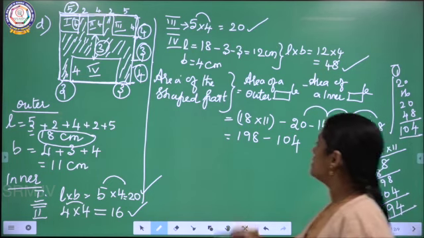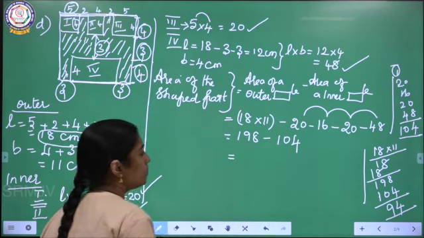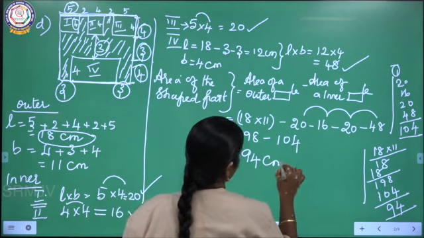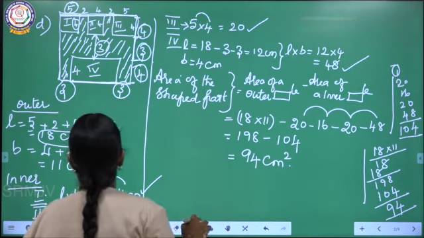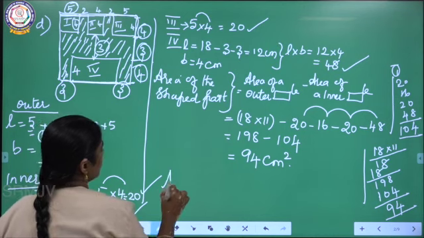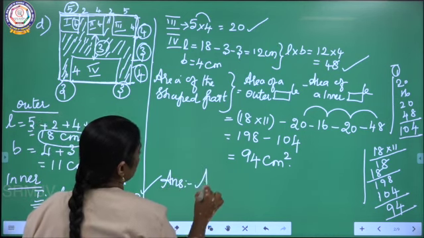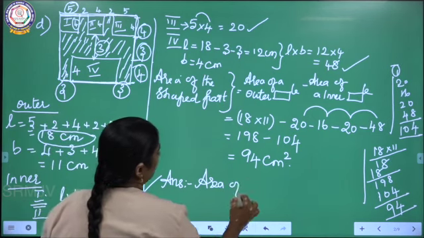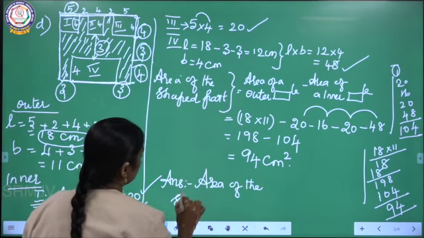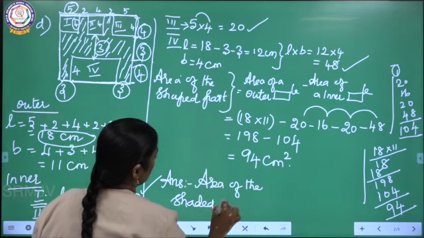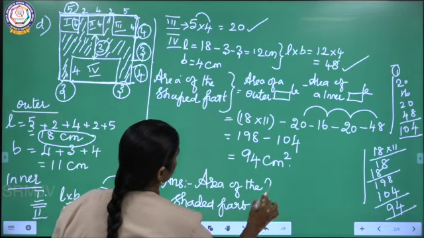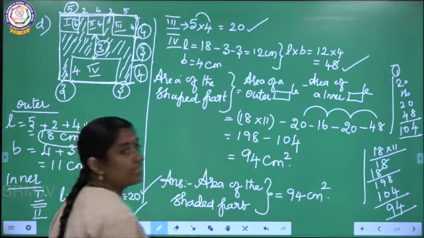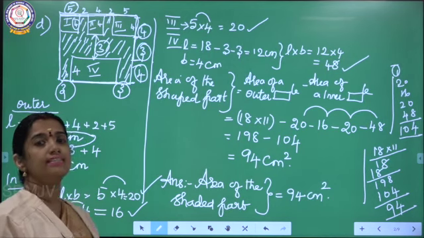So the shaded part, area of my shaded part is what? 94 centimeters square. Got it? So answer, area of the shaded part is equal to 94 centimeters square. Can you clear this, children?